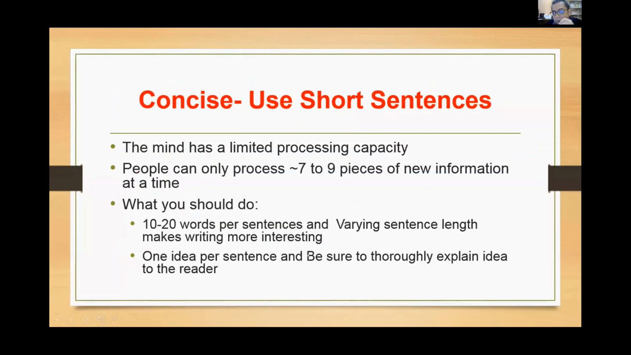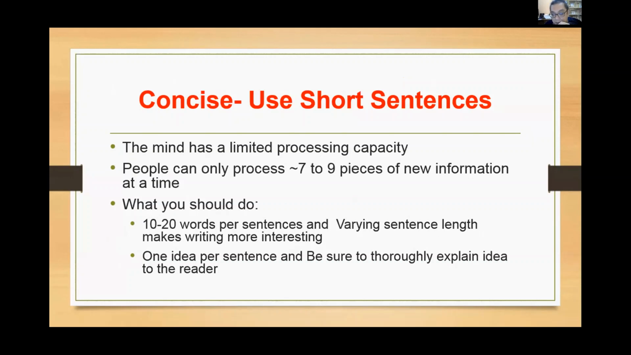Concise. So a little bit more detail on being concise. What is concise? Use short sentences. The mind has a limited processing capability, so don't expect that the human mind can process so many things in a few seconds. People can only process 7 to 9 pieces of new information at a time.